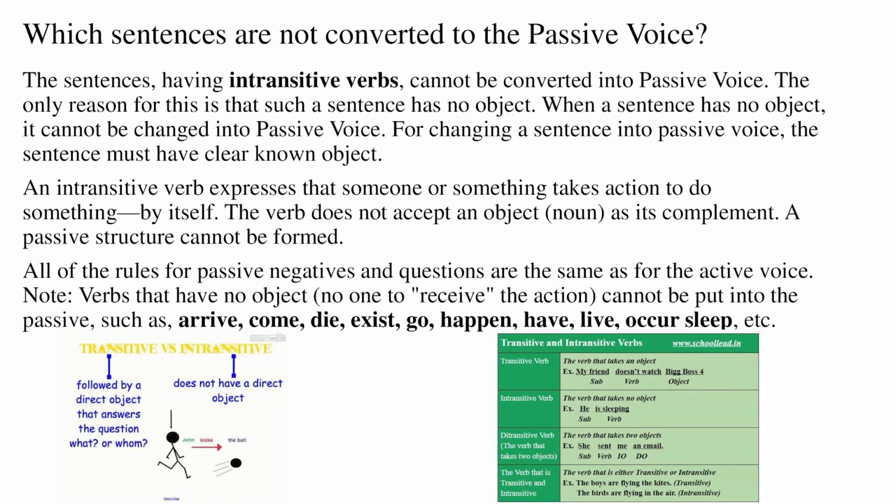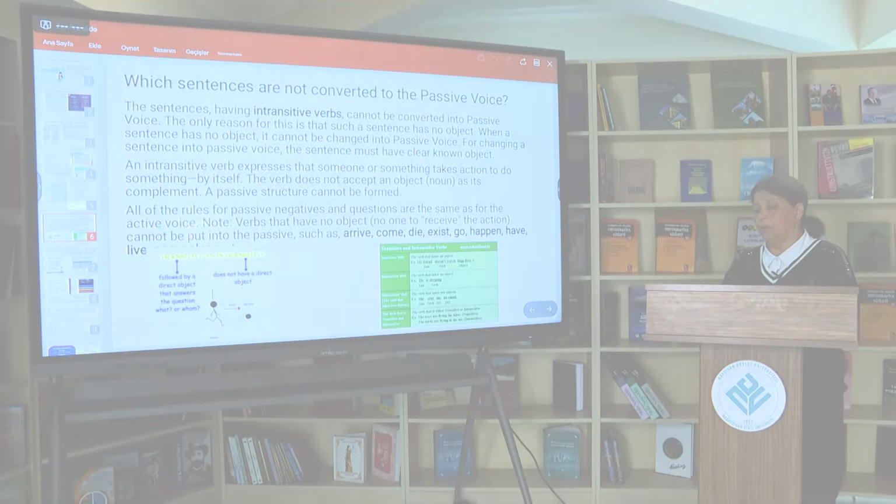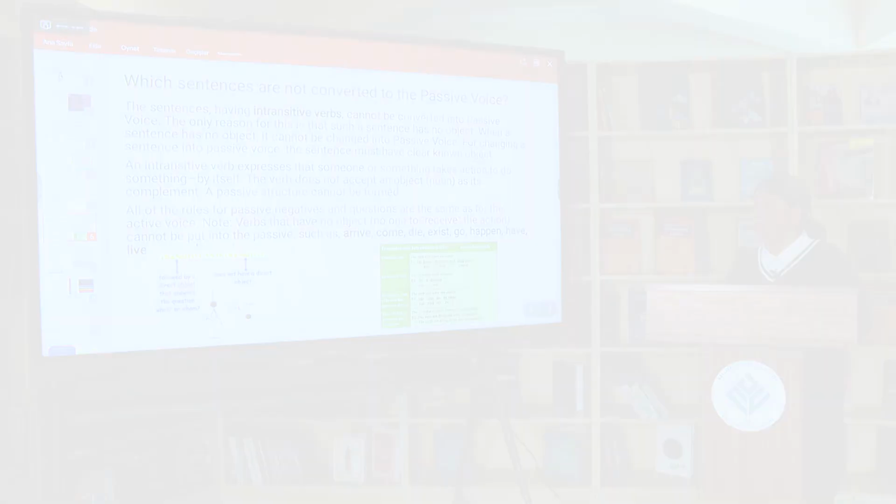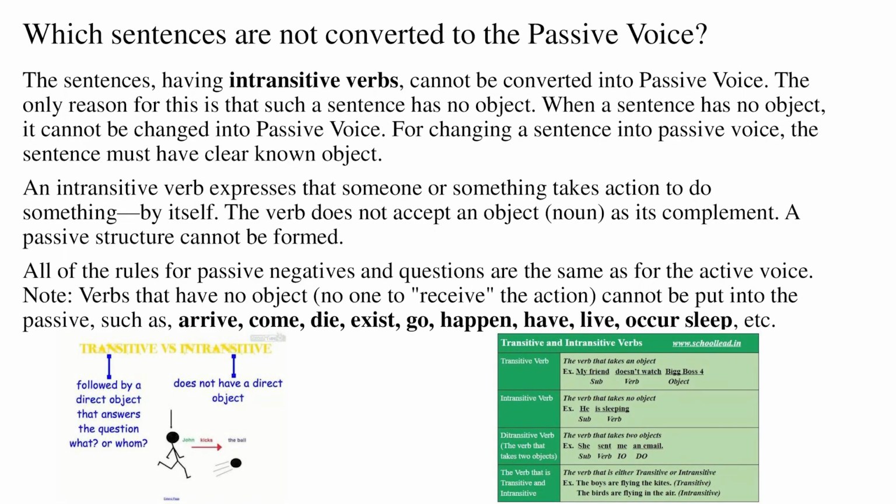For example, the first: if there is no object, we cannot convert the sentence into passive form. For example, I read. I cannot change it into passive because here we don't have any object. That's why it is impossible to change it into passive voice. There we must have an object. Or the second case: sentences with intransitive verbs cannot be changed into passive structure.